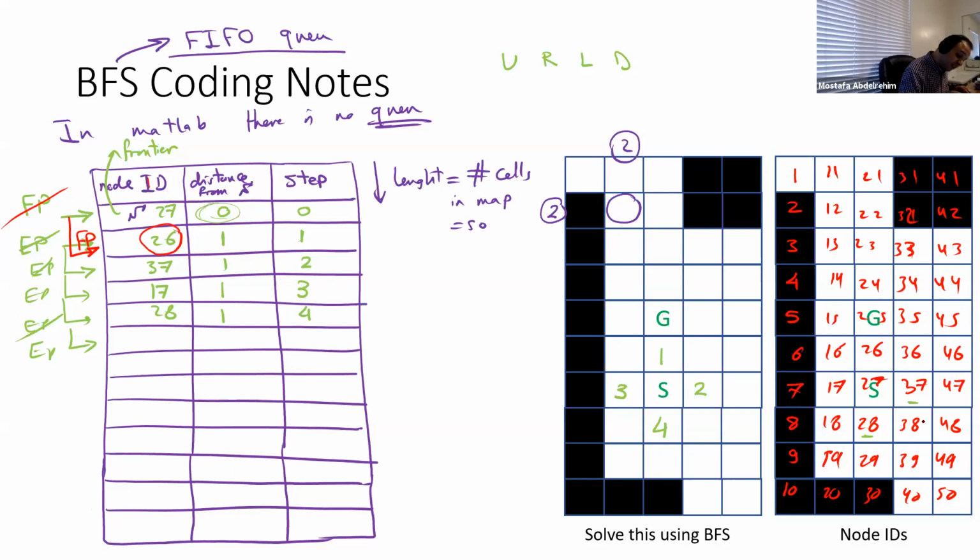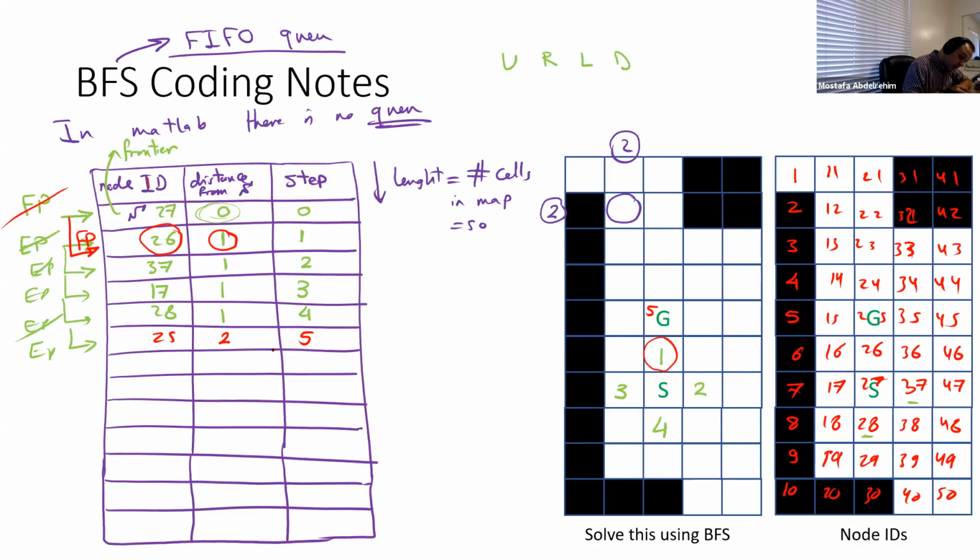What is node 26? Which is this node in here. This is 26, which is the up node. So let's explore 26 up. This is step 5, and the ID is 25, and the distance is 2. Just add 1 to the distance of the frontier node. So we add 1 to this, which will be 2.